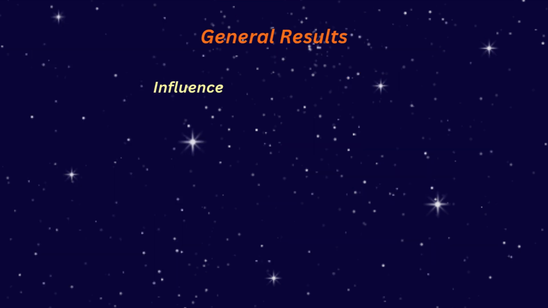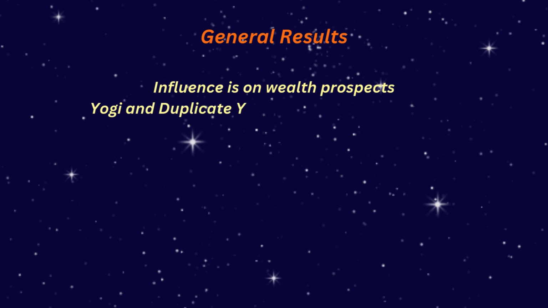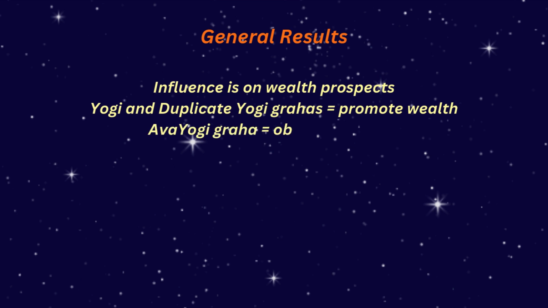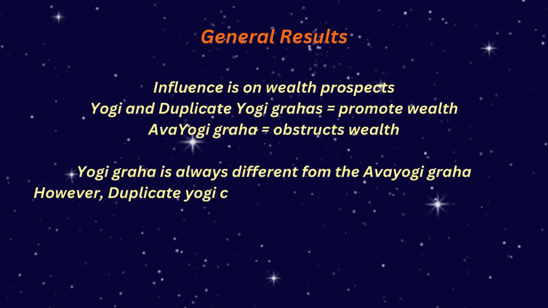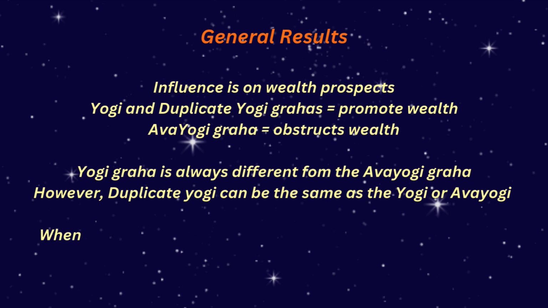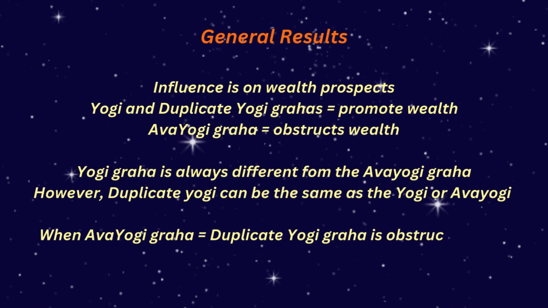Now that we've completed the tedious part, the calculations, let's talk about what this actually means and how to use the information. To reiterate, the influence of Yogi, Avayogi and duplicate Yogi is solely on wealth prospects. They do not affect other areas of life like relationships or health. Here's the key idea: the Yogi Graha and the duplicate Yogi Graha are beneficial for wealth. They promote prosperity and financial gain. The Avayogi Graha, on the other hand, obstructs wealth. Its influence can bring delays, losses, or challenges in material matters.